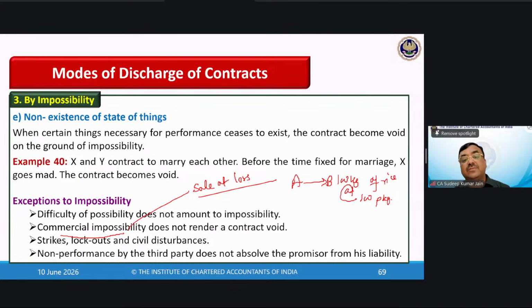Non-performance by a third party does not absolve the promisor from his liability. Suppose, in this example, A entered into a contract to deliver 100 kg of rice to B at rupees 100 per kg. But the supplier of A has not supplied the rice on the due date, so A could not deliver to B. In that case, even with the problem of A's supplier, he will be liable to compensate B for any loss incurred by B due to non-supply by A to B.